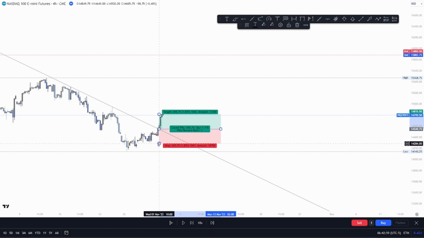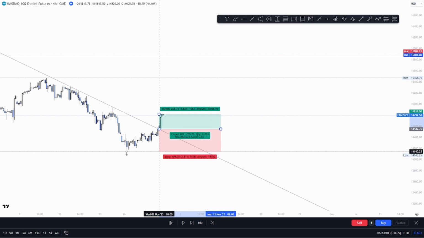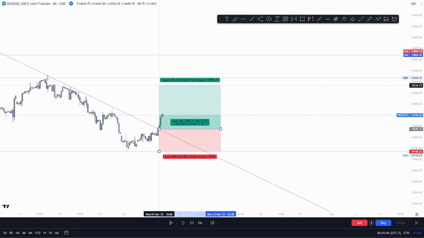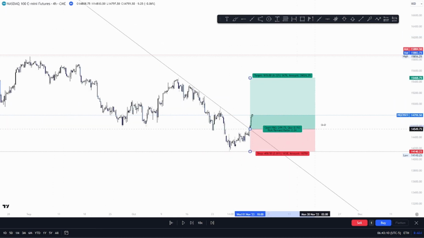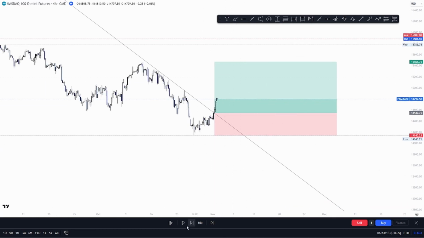Same thing like last time. Where's our stop loss? At the most recent pivot, right? So I'd put my stop loss here. I'd look to target these highs up here. And there we go. We have a 2.24 risk to reward.